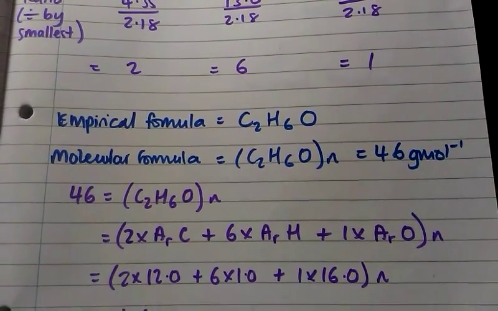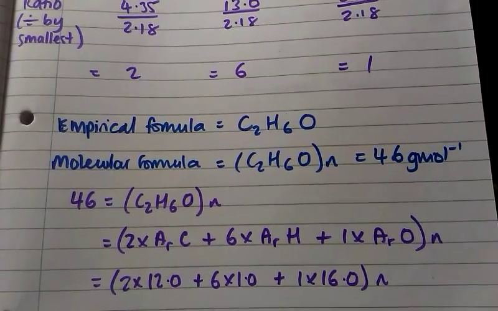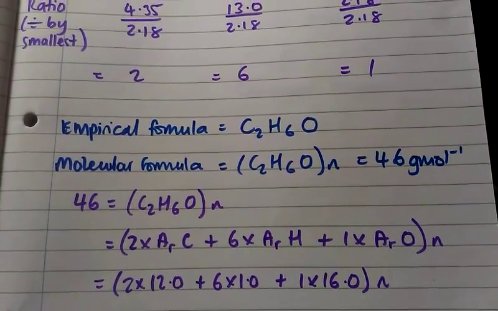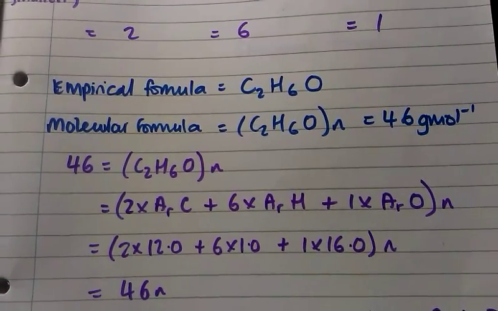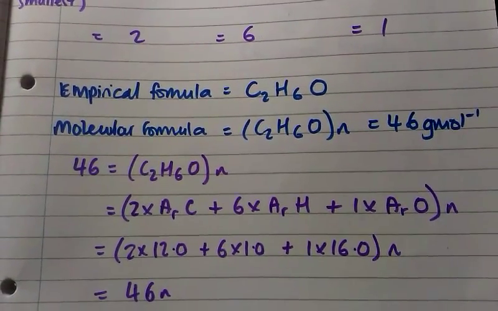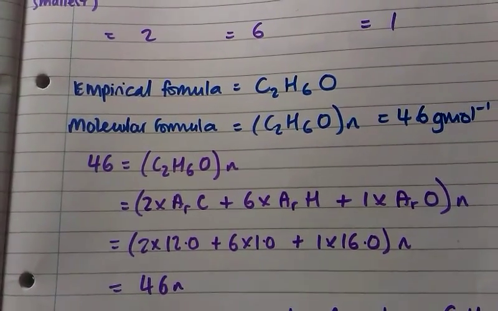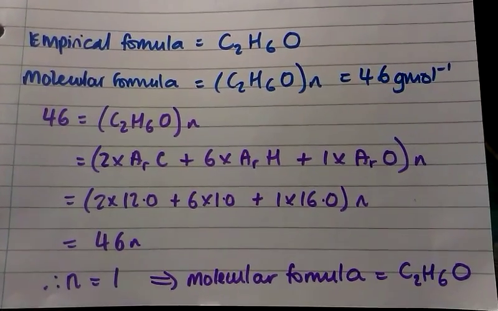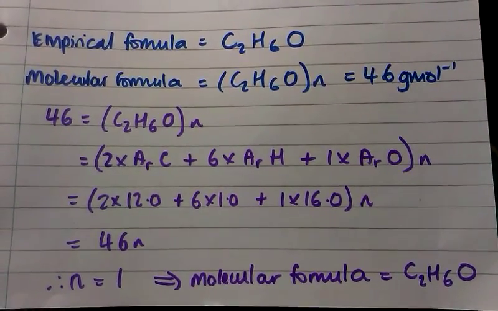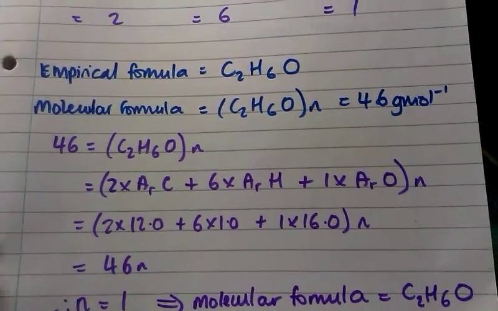So we get the atomic numbers from the periodic table like before. So 2 times 12 plus 6 times 1 plus 1 times 16. So that gives us 46 times n. So 46n equals 46. So n is equal to 1. And so the molecular formula is C2H6O, which is the same as the empirical formula.